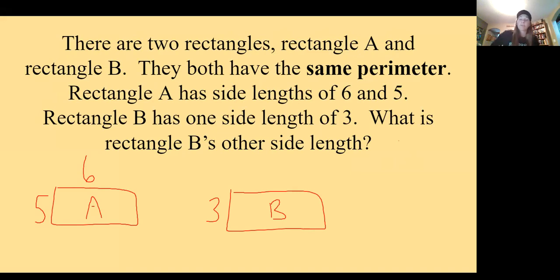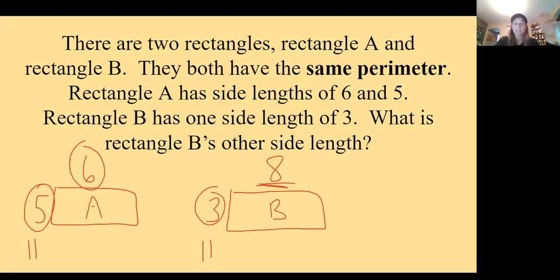All we know is that they have the same perimeter, which means if you look at half of the perimeter, those are also going to be the same. Okay, so what is half of the perimeter of rectangle A? All you have to do is, for half of the perimeter, you do 5 plus 6, which is 11. If you wanted to find the whole perimeter, you would do 5 plus 6 plus 5 plus 6, right? So for this one, we need to say 3 plus something needs to equal 11 as well. 3 plus what equals 11? Hopefully you said 8. 3 plus 8 does equal 11.